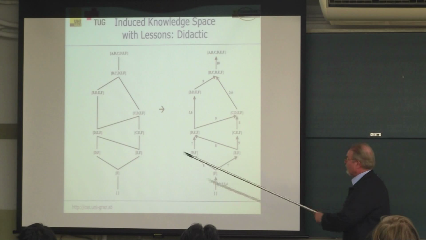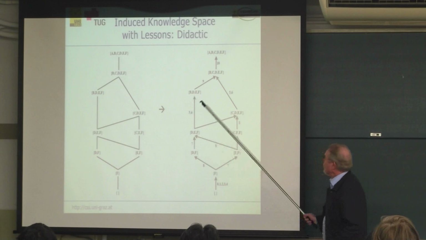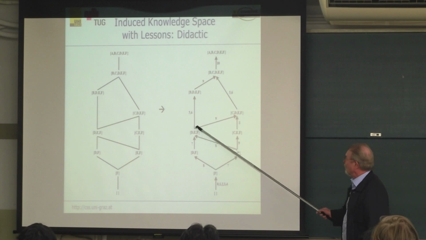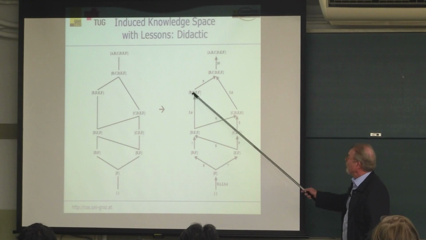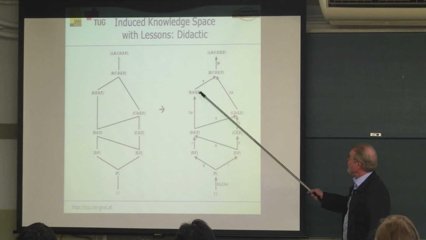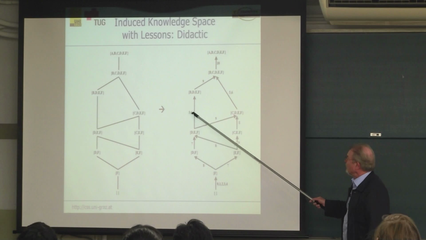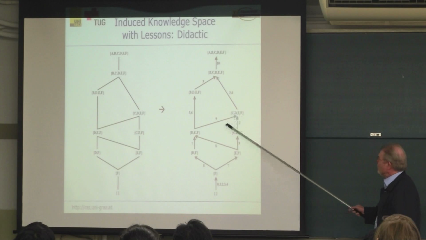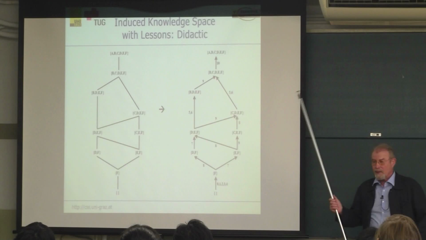And if we go one step further, we also can ask ourselves, taking the knowledge structure, the knowledge space, which lessons are necessary in order to transform a knowledge state into another one. For instance, in order to transform this state into that one, we have to present the lessons 5 and 6. If we want to go to this knowledge state, we have to present the lesson number 9.